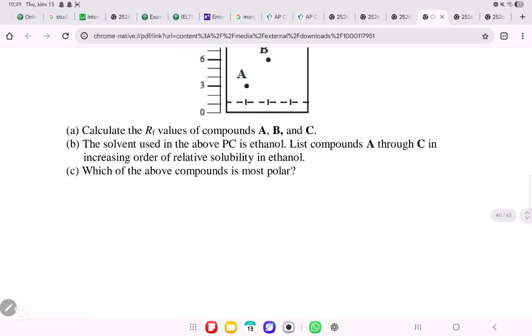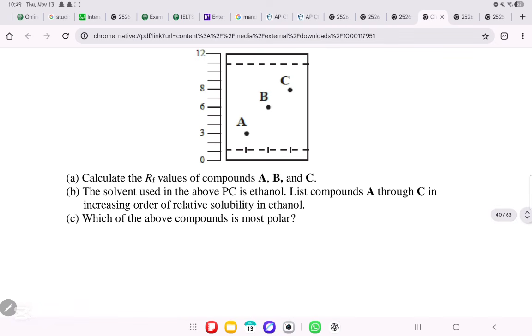Part C, which of the above compounds is most polar? Okay, basically speaking, whenever we say polar, we directly think of what? We directly think of water. Whenever we say polar in chromatography, we directly think of water. Then we think the water trapped between the cellulose molecules of the paper is the stationary phase. Right? This is very important to mention. The water trapped between the cellulose molecules of the paper is the stationary phase.